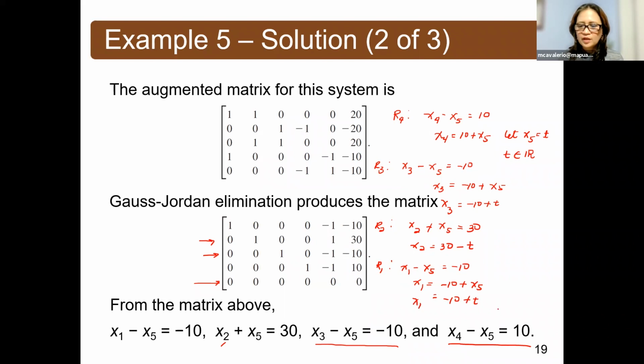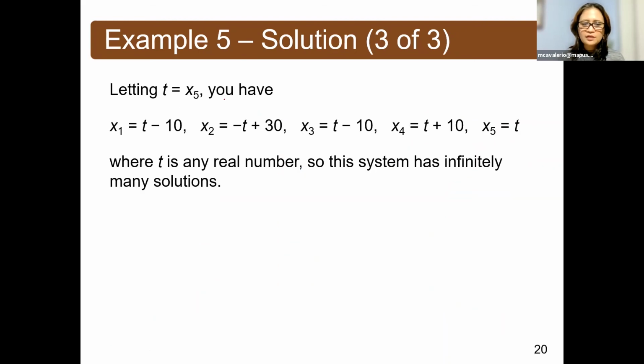So x sub 1 is negative 10 plus t, x sub 2 is 30 minus t, x sub 3 is negative 10 plus t, and x sub 4 is simply 10 plus t. And then, of course, x sub 5 is t. Now let's see our answers here, where t is any real number. So this system has infinitely many solutions.